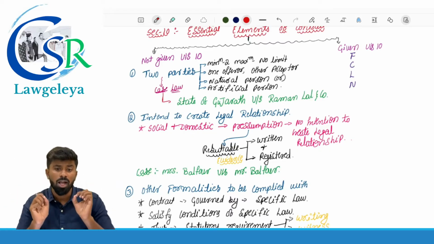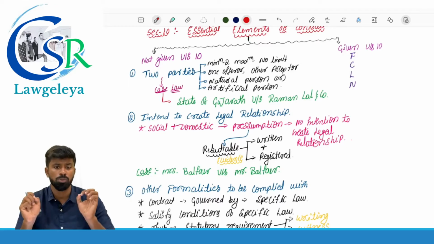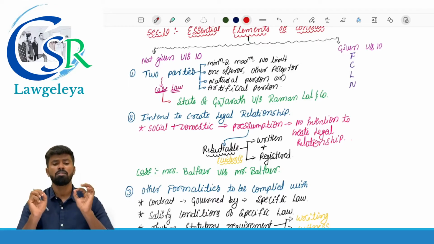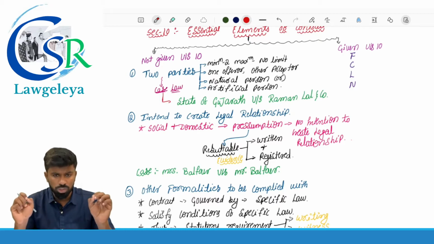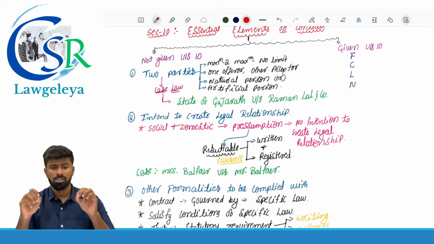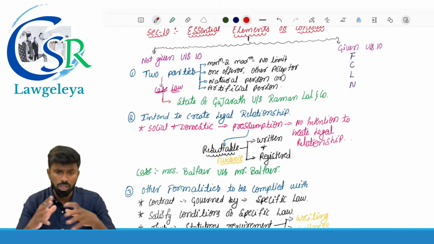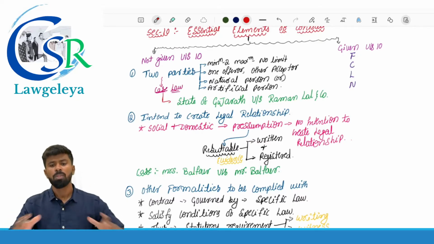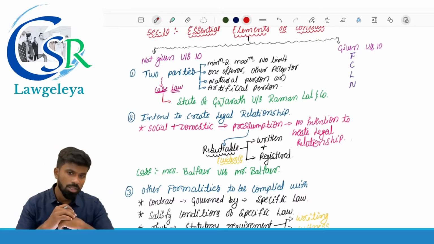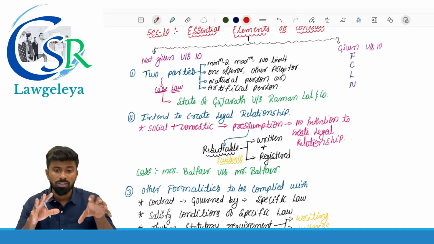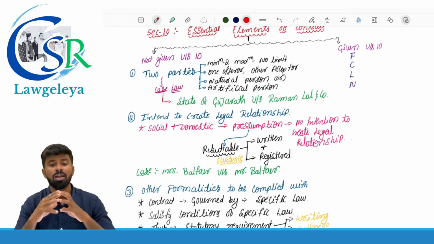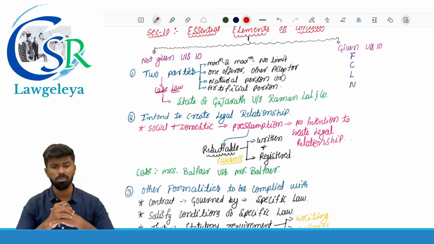So while writing the answers for this essential, how you're supposed to start? You should start saying that every agreement should be made with the intention to create a legal relationship. However, in case of social agreement and domestic agreement, the law presumes that there is no intention to create legal relationship. However, this presumption is a what presumption? A rebuttable presumption. Sir, what is rebuttable presumption, sir?